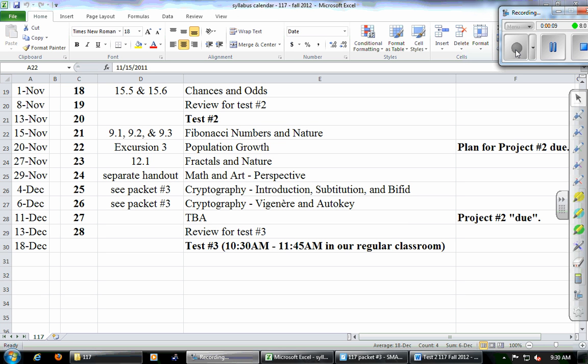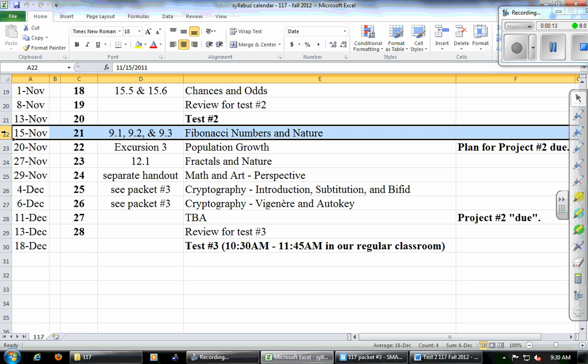I've got the calendar projected. We'll just look at it real quick. So we are right here. Today we're going to talk about something called Fibonacci numbers and nature. Today is class number 21. There are a total of 28 classes. That means today is three quarters of the way to the end of the term.